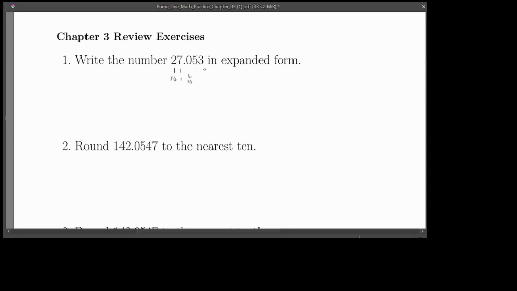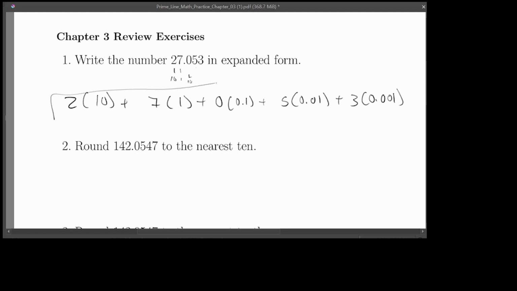So we're going to write 2 times our tens, plus 7 times our ones, plus 0 times our tenths, or 0.1, plus 5 times our hundredths, or 0.01, plus 3 times our thousandths, or 0.001. And this is our expanded form.